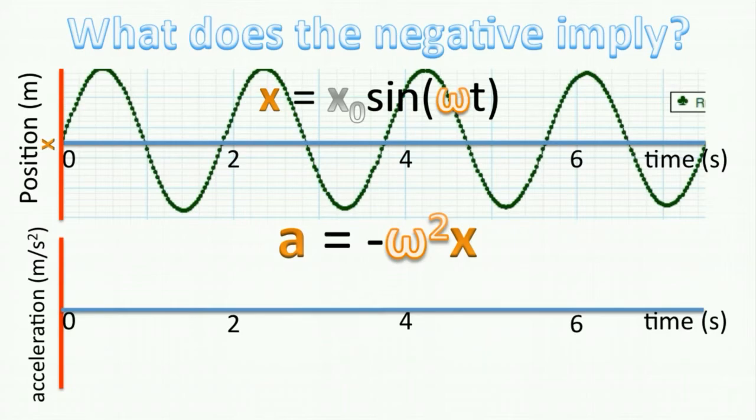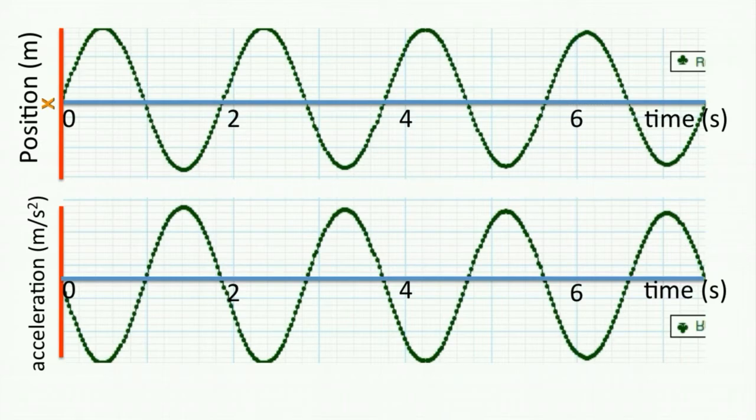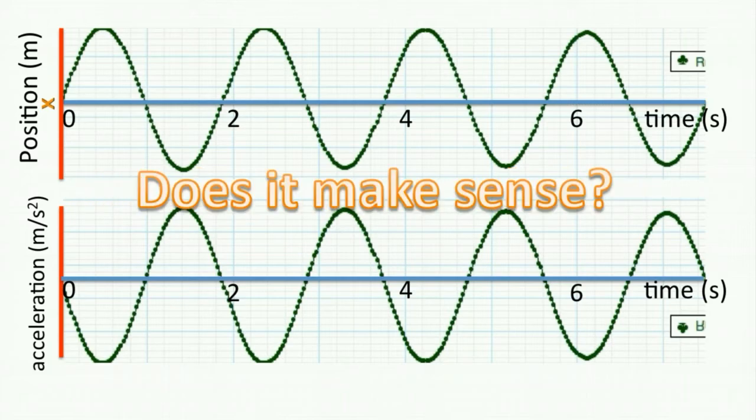And so we have the expression a equals negative omega squared multiplied by the position. So this means that when the position is positive, the acceleration is negative. That's what a negative means. And when the position is negative, a negative of a negative means the acceleration is positive. And so we end up getting graphs that look like this. We say that when we have two graphs with this type of relationship, that they are 180 degrees out of phase. Does this make sense?